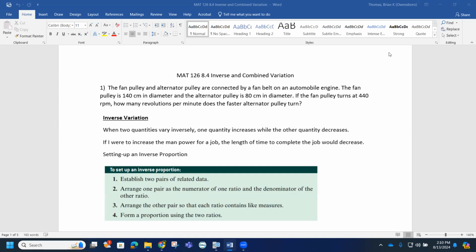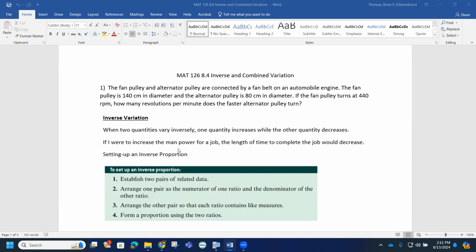So one of the things we've learned is the bigger the diameter, the slower the rotation. The smaller the diameter, the faster the rotation. So this is described as inverse variation. So when two quantities vary inversely, one quantity is going to be increasing while the other quantity decreases. So this is not a direct variation problem. This is actually an inverse variation problem.